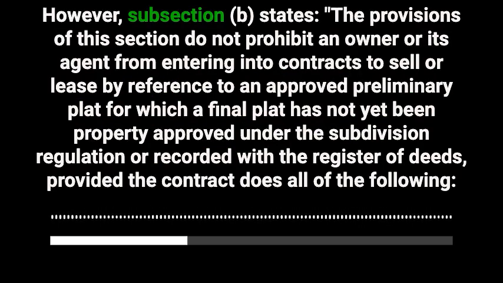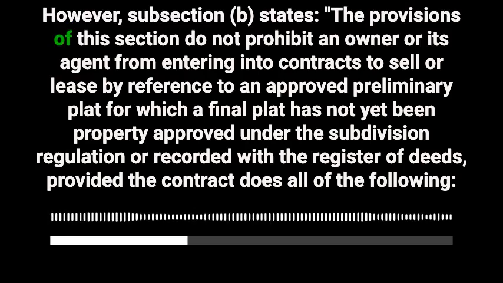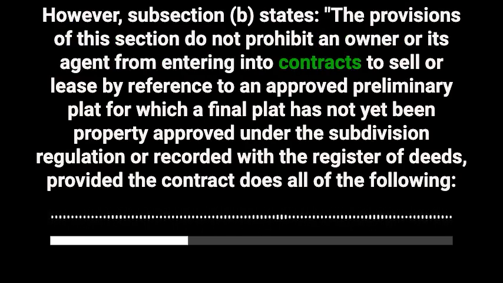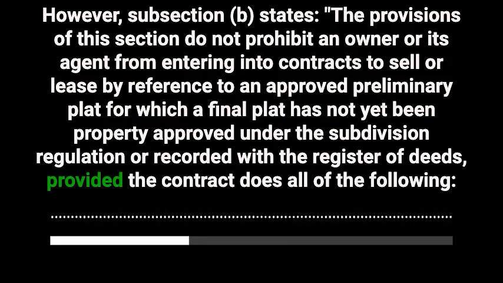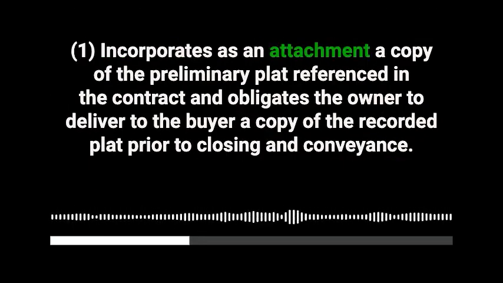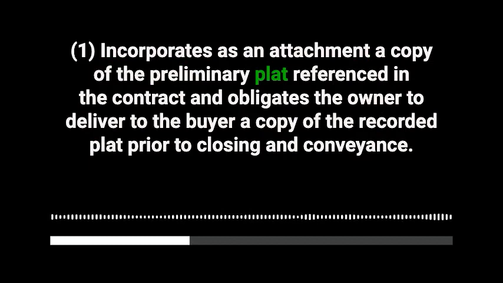However, subsection states, the provisions of this section do not prohibit an owner or its agent from entering into contracts to sell or lease by reference to an approved preliminary plat for which a final plat has not yet been properly approved under the subdivision regulation or recorded with the Register of Deeds, provided the contract does all of the following. Incorporates as an attachment a copy of the preliminary plat referenced in the contract and obligates the owner to deliver to the buyer a copy of the recorded plat prior to closing.